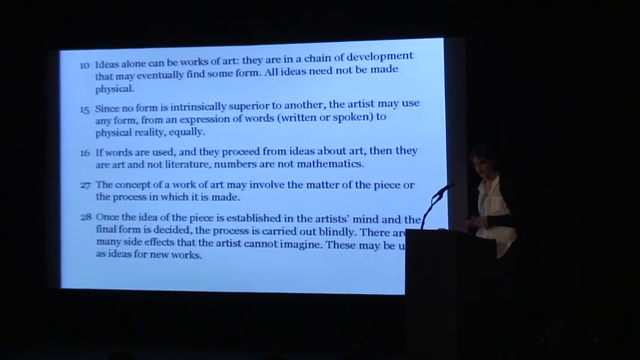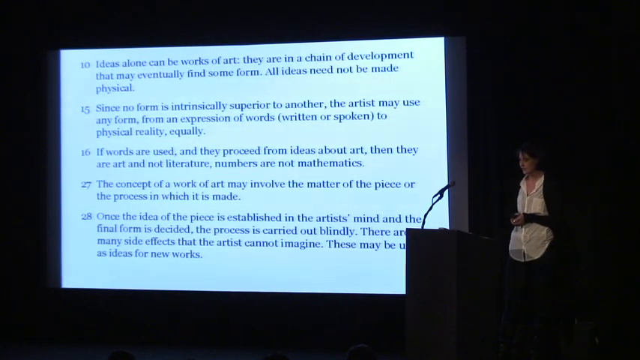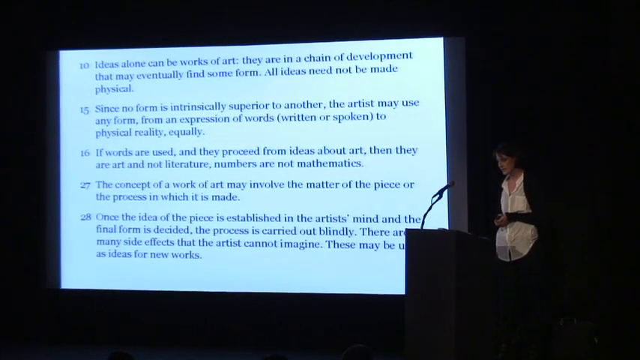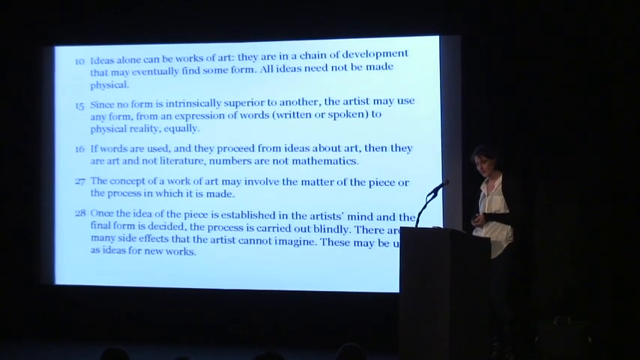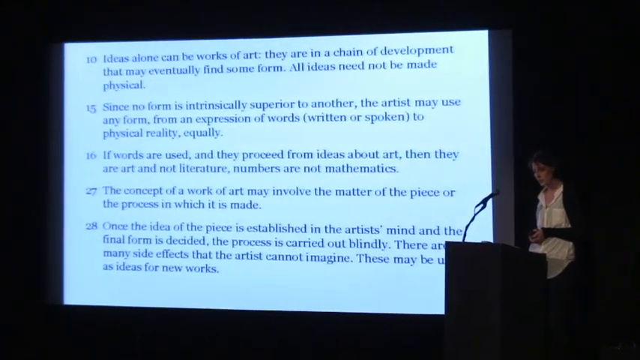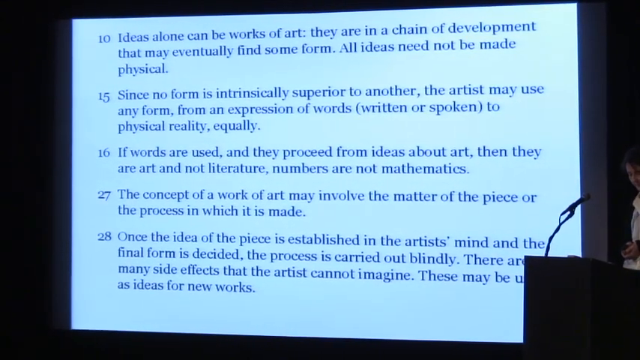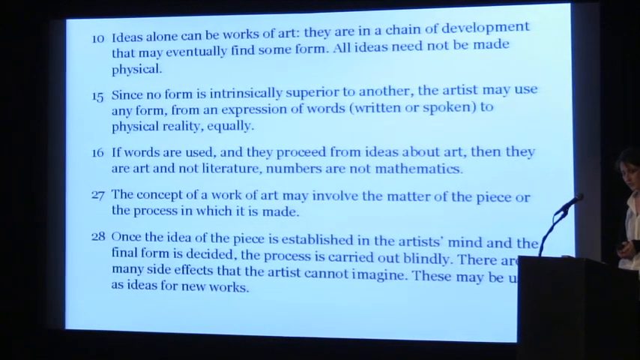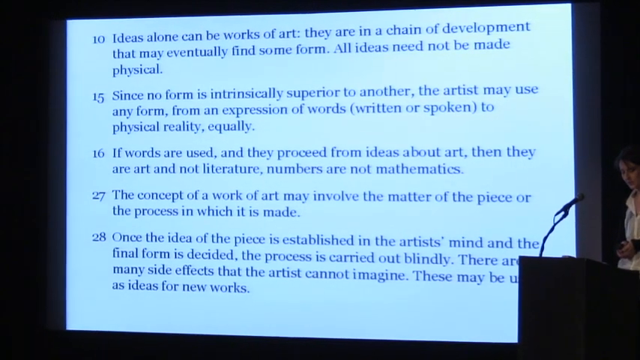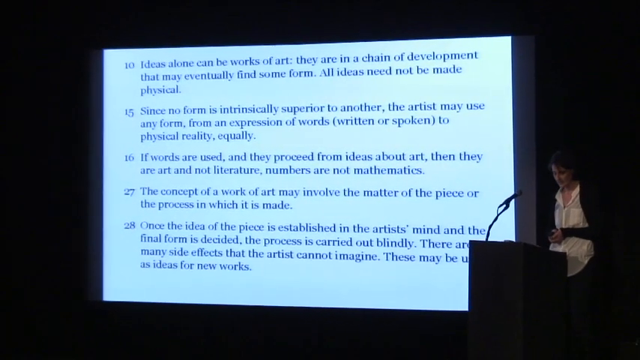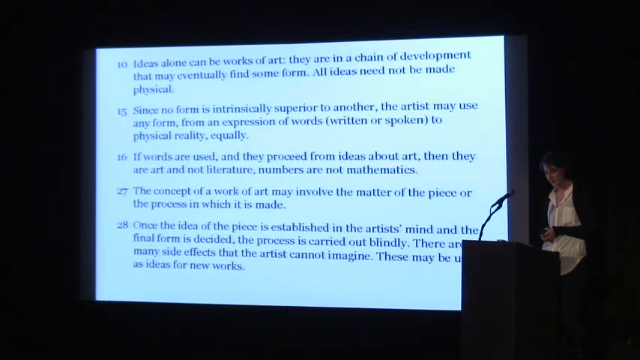And here are just 5 of the sentences which seem to have particular resonance with some of the text works I discuss. Ideas alone can be works of art. They are in a chain of development that may eventually find some form. All ideas need not be made physical. Since no form is intrinsically superior to another, the artist may use any form, from an expression of words, written or spoken, to physical reality equally. If words are used and they proceed from ideas about art, then they are art and not literature. Numbers are not mathematics.